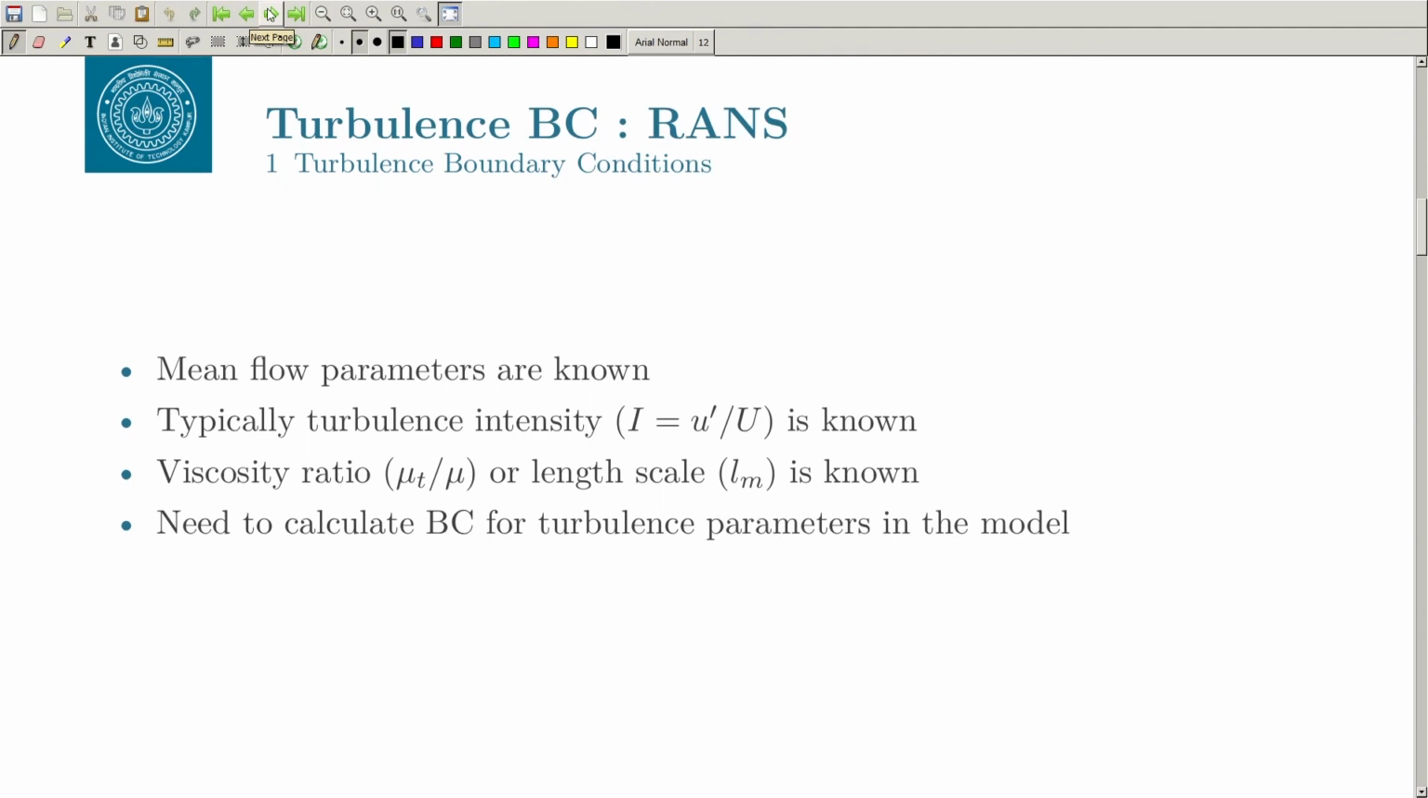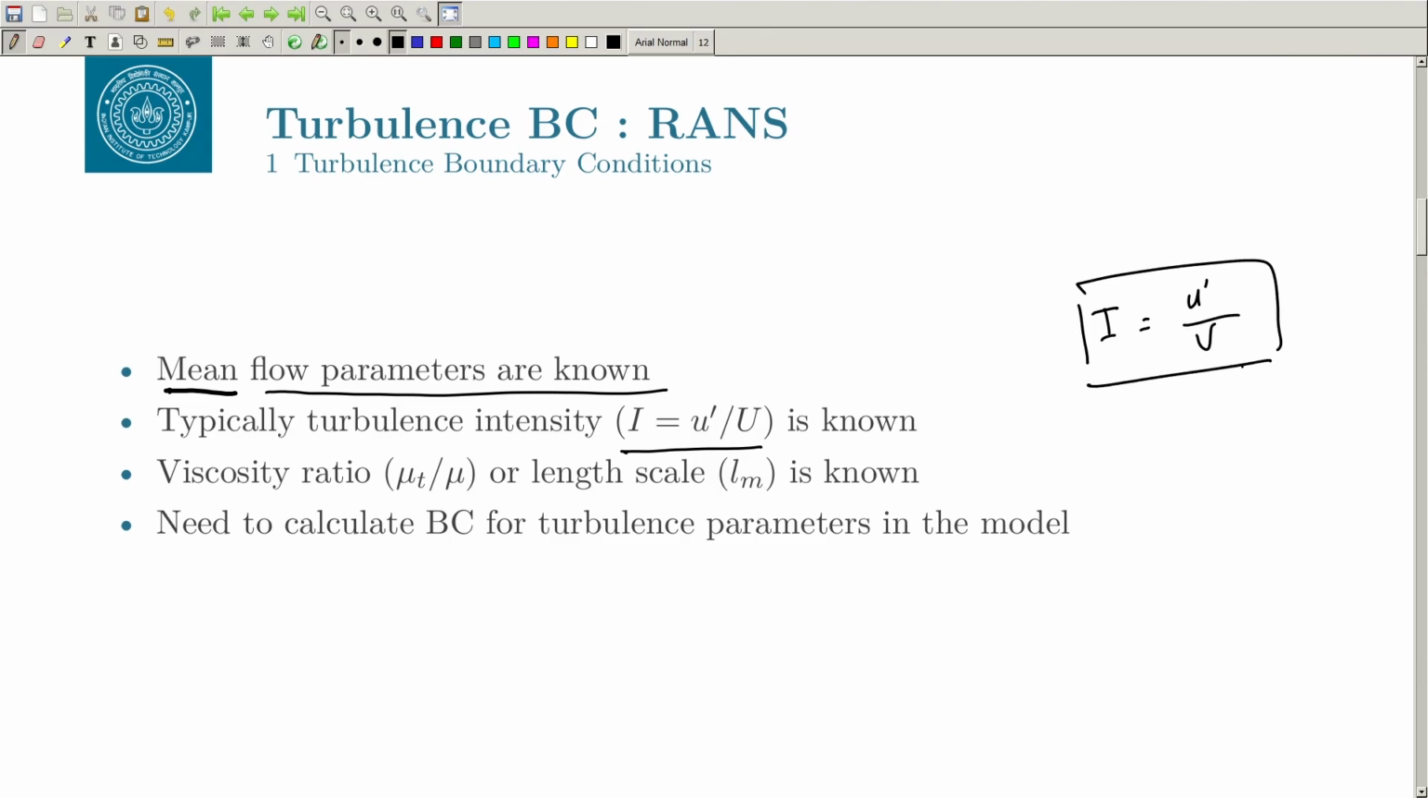So, let us look at the turbulence boundary condition. The mean flow parameters are known in the sense that we know the boundary conditions for them. Also they are available from the calculation. Typically the turbulence intensity is known. The turbulence intensity is defined as I equals the RMS of u prime divided by u. If you want to talk about the kinetic energy, the kinetic energy is basically half of u prime square plus v prime square plus w prime square.